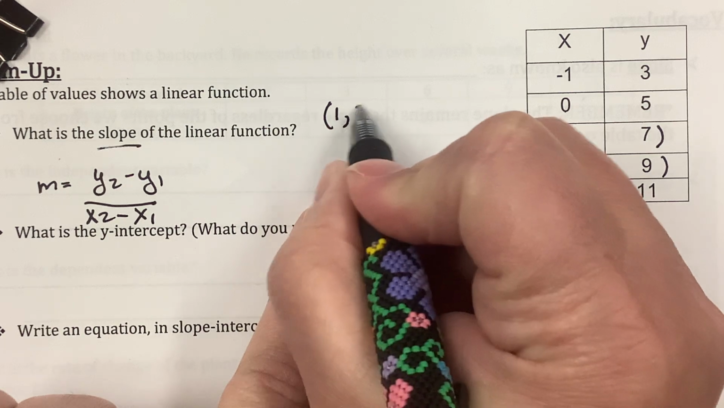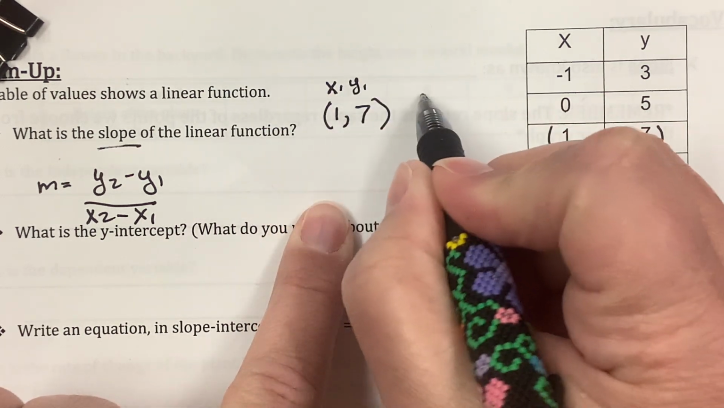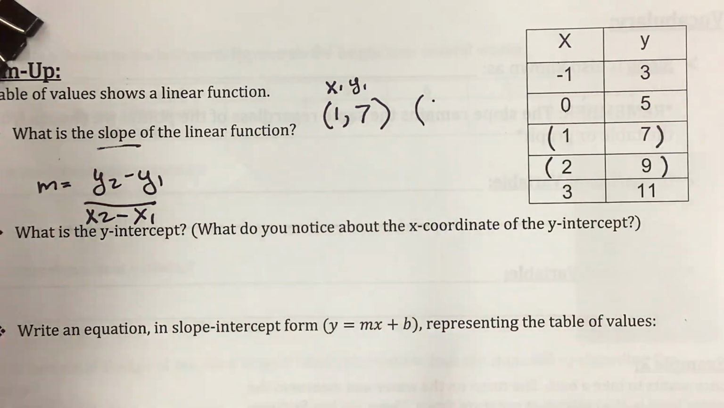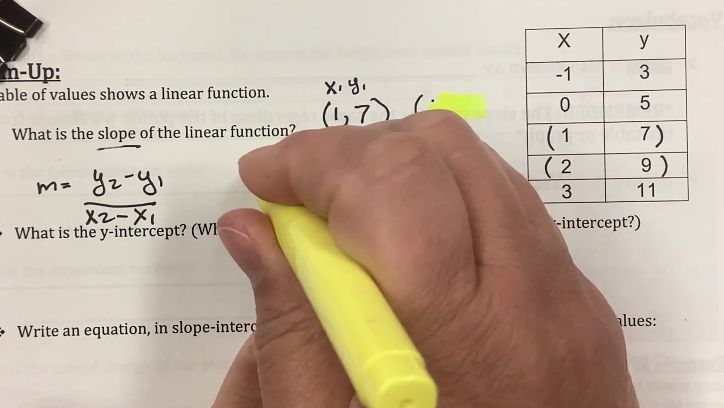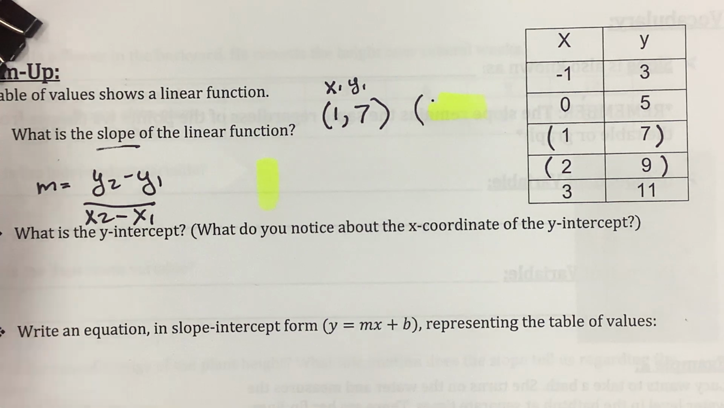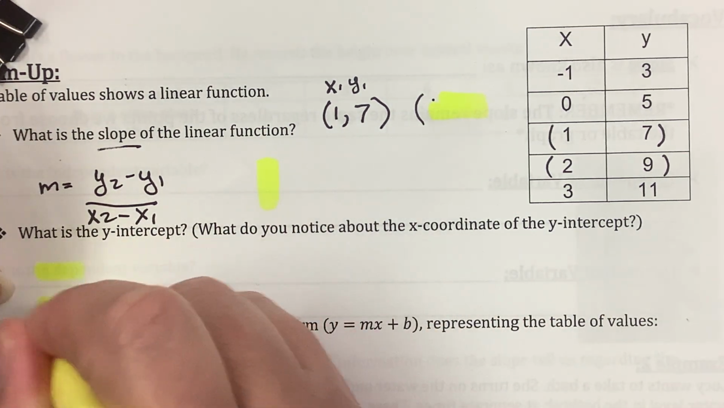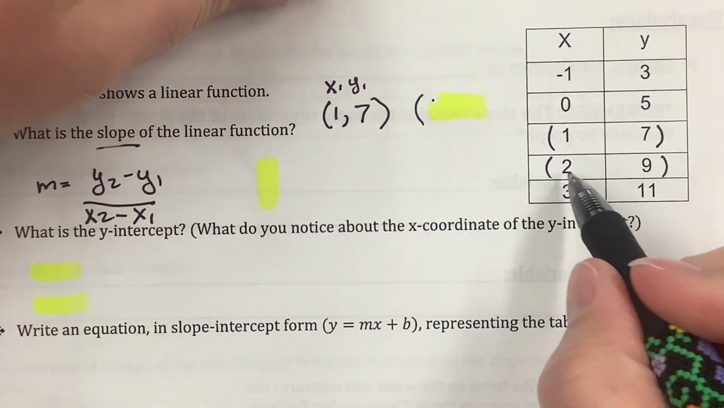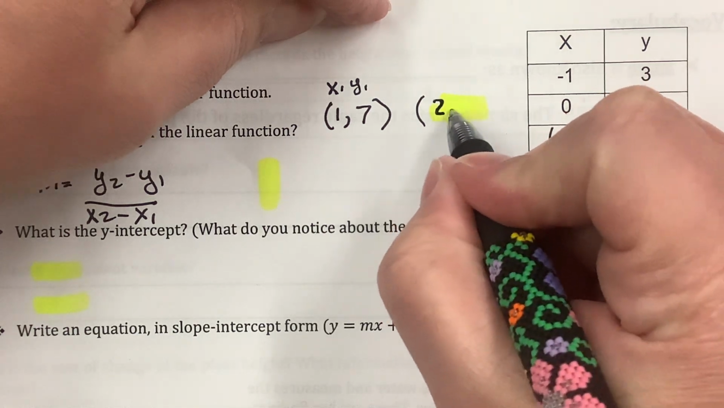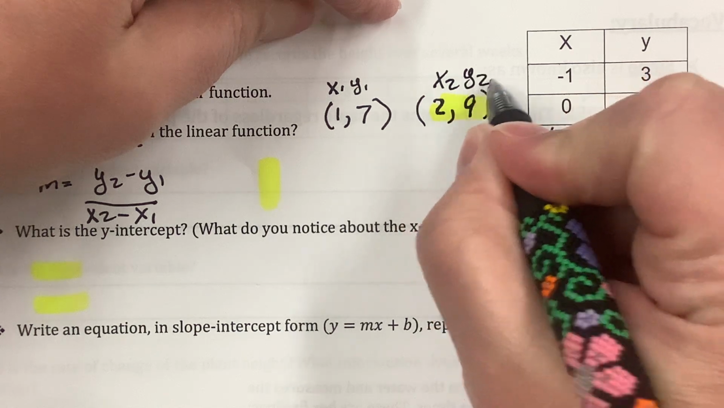1, 7 will be my x1 and my y1, and 2, 9, well, I'm going to highlight before I start writing because you know me. As a matter of fact, I think I'll put some highlight over here too. And yeah, see, maybe some over here. We'll see what happens. All right, my second point is 2, 9. And that's my x2 and y2.